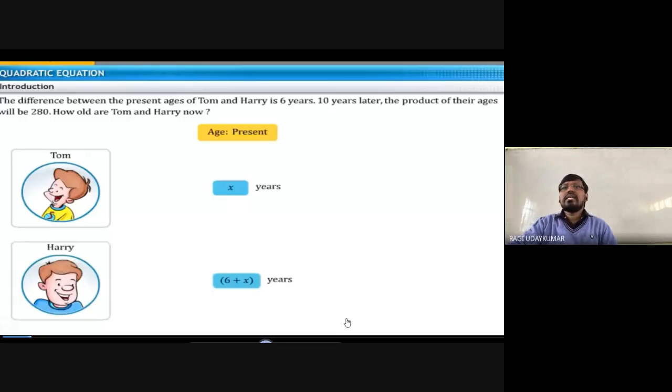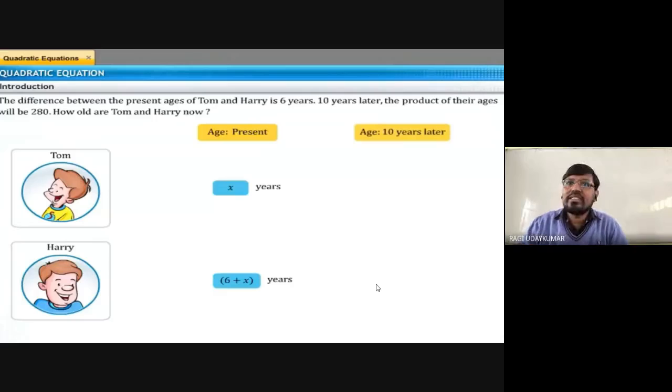So for the present ages, here Tom's age is considered as x years and Harry's age as x plus 6. Why? Because the difference between the present ages of Tom and Harry is 6 years. The difference of the two is 6 years, so if one age is x, the other age will be x plus 6. Okay, so it is considered.